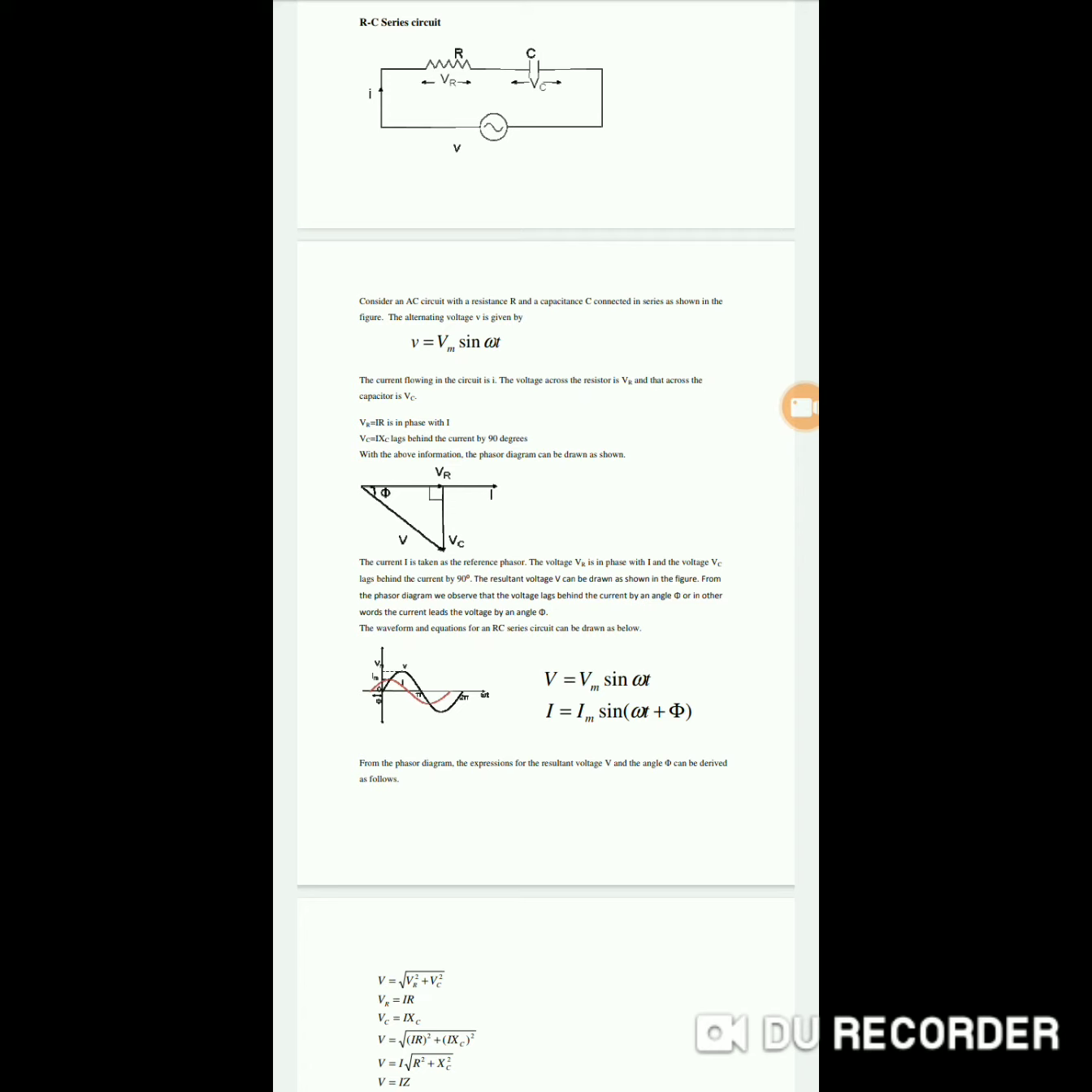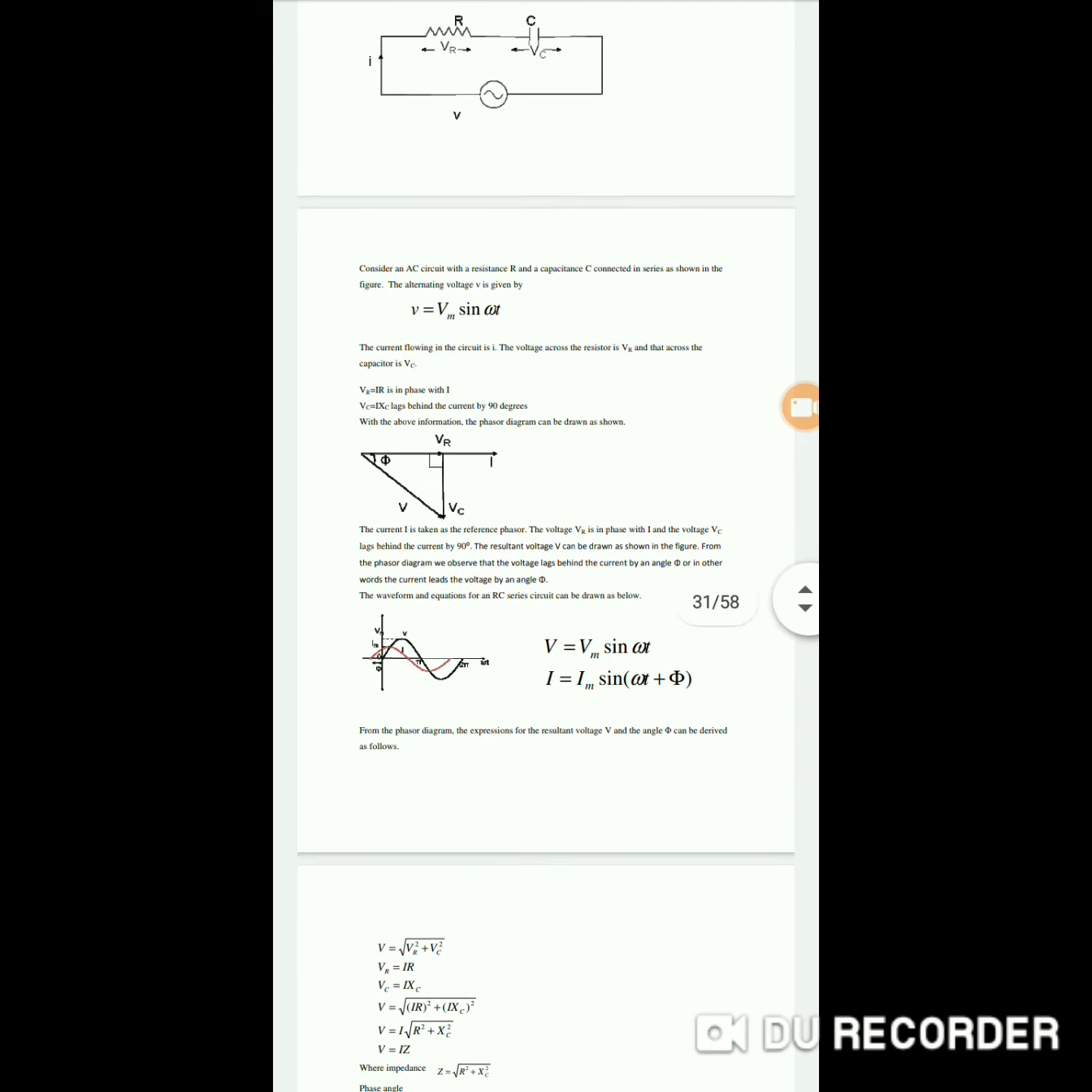VR is the voltage across the resistance and VC is the voltage across the capacitance. I is the current flowing through the resistance and the capacitance. Consider an AC circuit with the resistance R and the capacitance C connected in series, and the input is V equal to Vm sin omega t. The current flowing in the circuit is I, and the voltage across the resistance is VR and across the capacitance is VC.